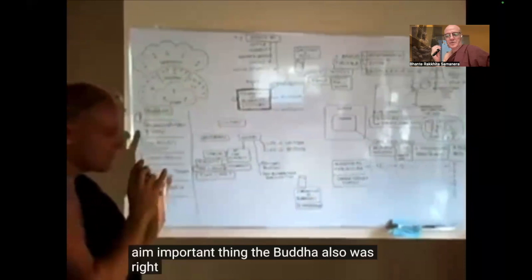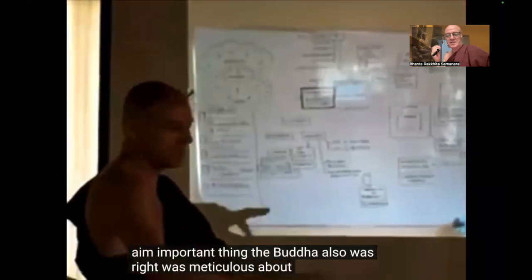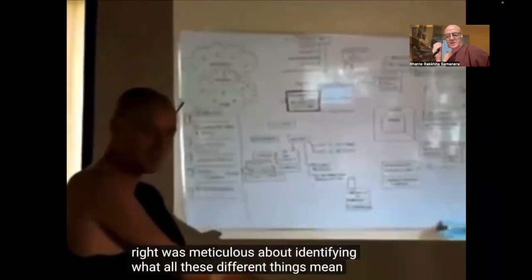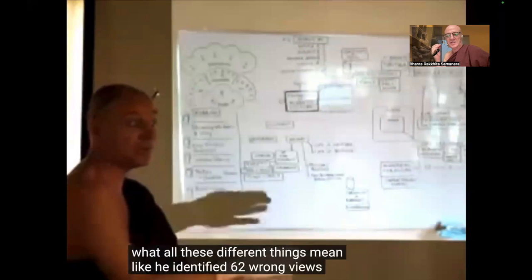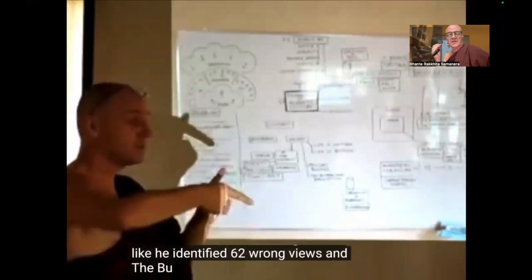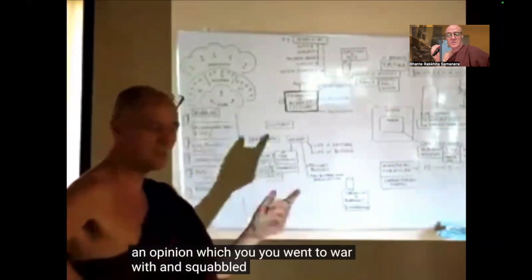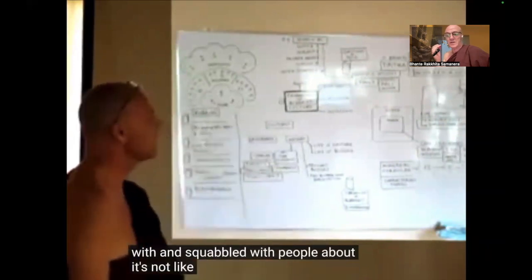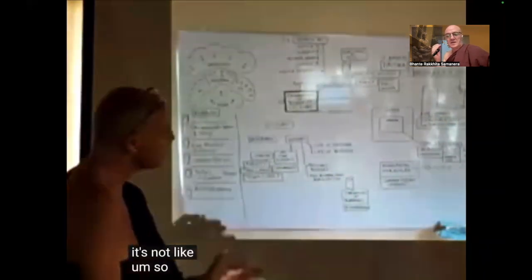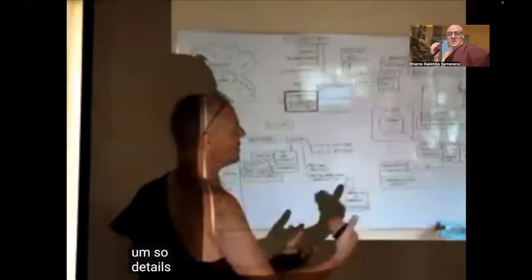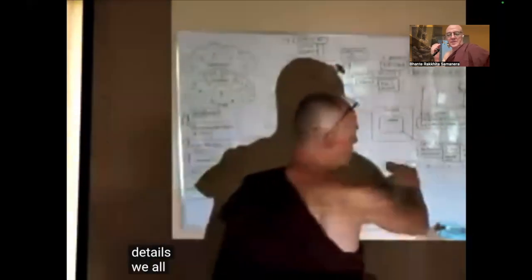Important thing. The Buddha also was meticulous about identifying what all these different things mean. Like he identified 62 wrong views, and the Buddha didn't have a view which was an opinion, which he went to war with and squabbled with people about. It's not like that. So details will come out as we go through it.